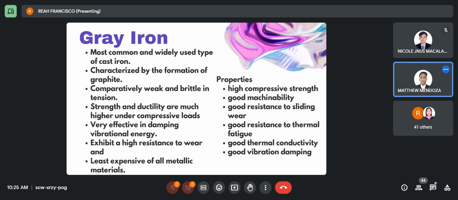Pero po, good po siya in terms of strength and ductility under compressive loads kasi po yung graphite acts as a cushion or sponge na nag-absorb po ng compression energy. It is also very effective in damping vibrational energy. It also exhibits a high resistance to wear and least expensive of all metallic materials. So yung properties niya po is high compressive strength, good machinability, good resistance to sliding wear, good resistance to thermal fatigue, good thermal conductivity, and good vibration damping.